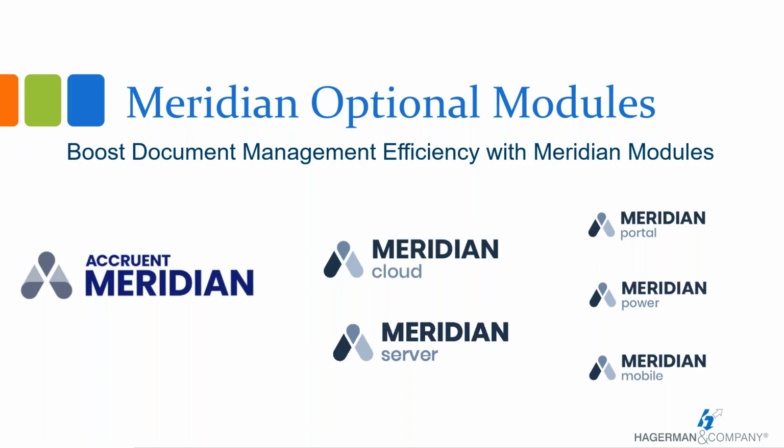Okay, so let's talk today about some of the Meridian optional modules and some ways that we can boost document management efficiency with Meridian modules. This is just the introduction slide, an overview: we have Meridian software, which is generated by Accruent. Within that software, there are two platforms, a Meridian Cloud platform and a Meridian Server platform. Within those platforms, there are several modules that can be implemented to configure your full environment. So this is just a picture to show you an overview of what we're going to be talking about.